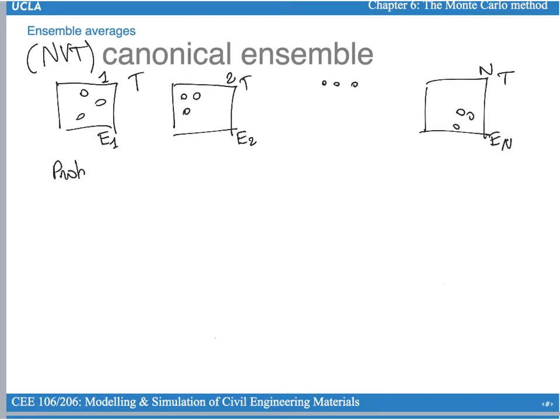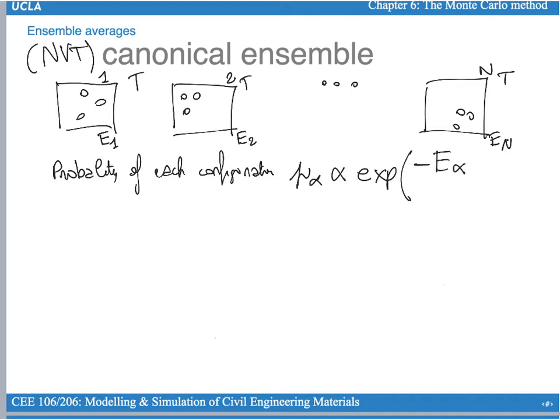So in this case, the probability of each configuration is given by the Maxwell relationship. The probability of a given configuration alpha, where alpha can be equal to 1, 2, 3, etc., up to n, is going to be proportional to the exponential of minus the energy of this configuration alpha divided by kT, where k is the Boltzmann constant and T is the temperature. So what does it mean? It means that the property can depend on the energy of the system. Even though the temperature is fixed, based on the energy, the configuration will have a given probability.